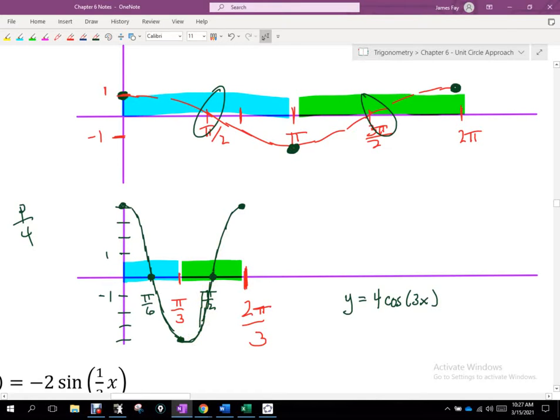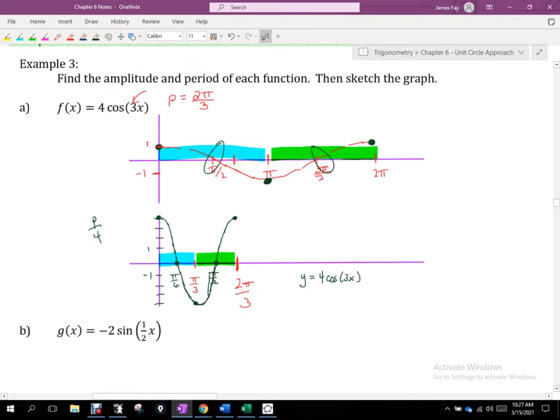And we get that as the cosine function, 4 times cosine of 3x. Can you see, and this is why I drew it to scale in comparison to the top one, that the 3 creates a horizontal compression? When your b value is greater than 1, you're going to have a compression.